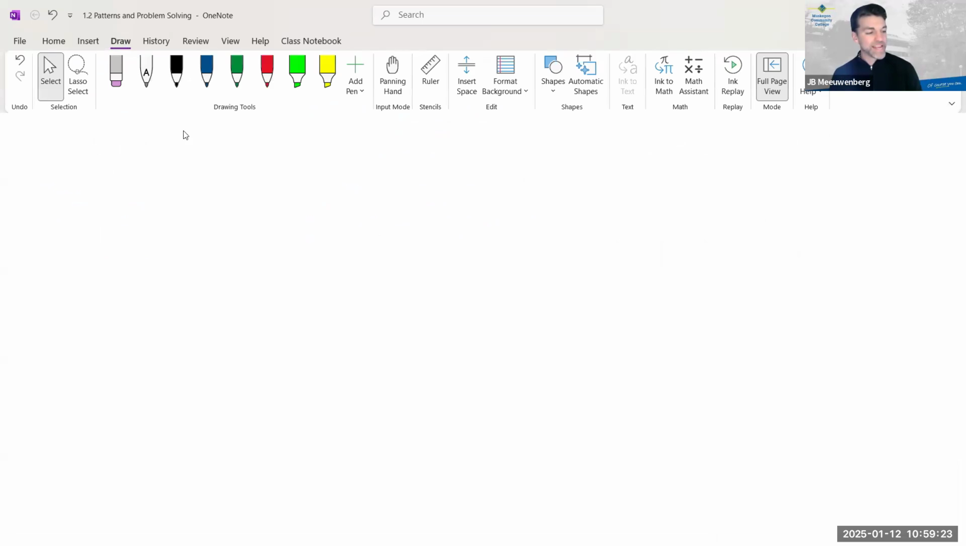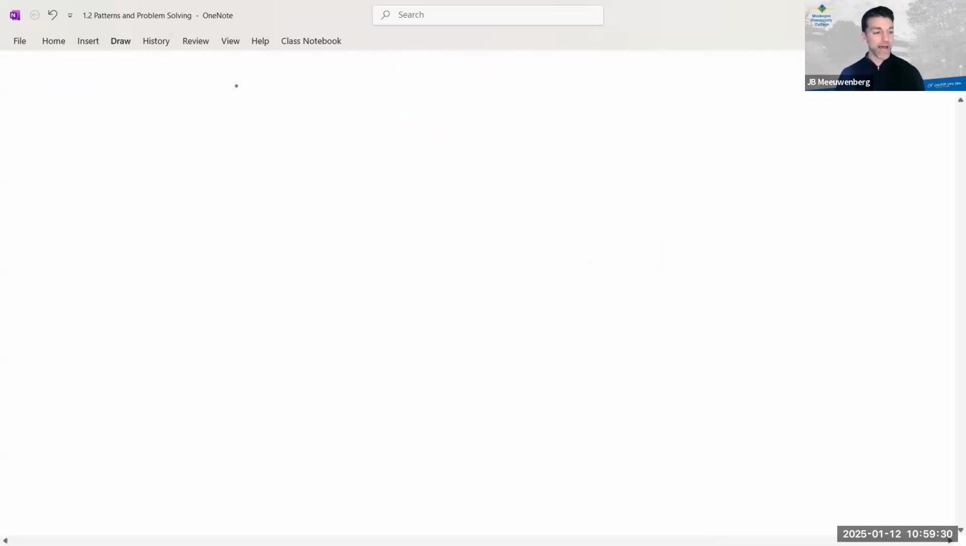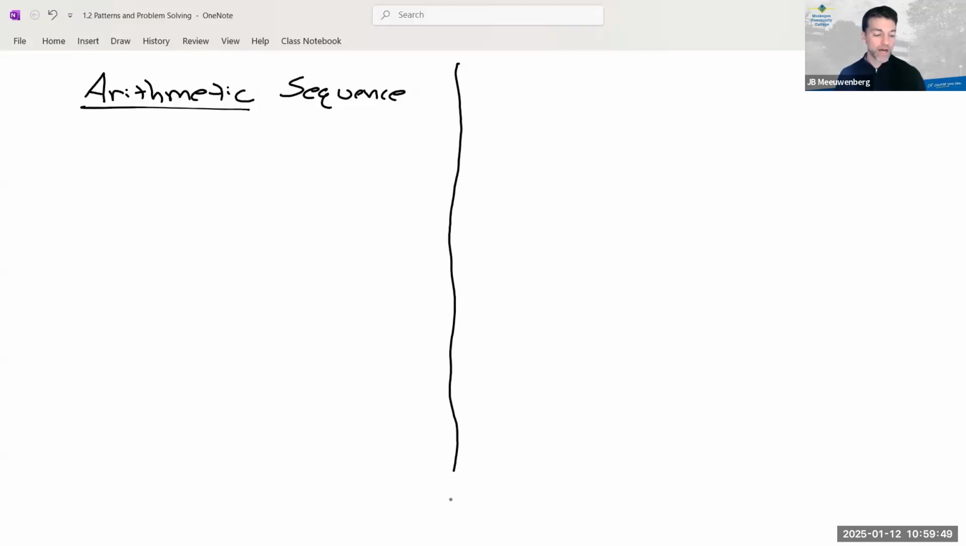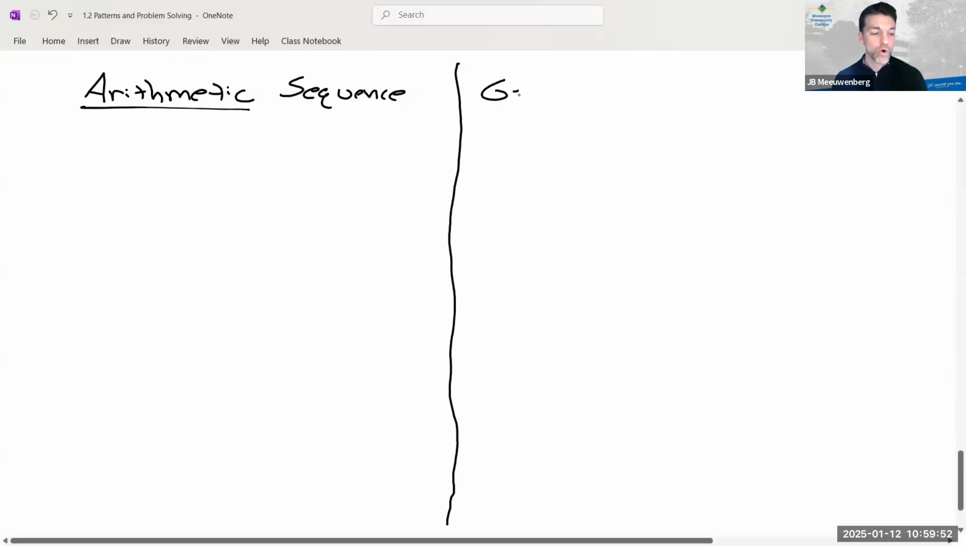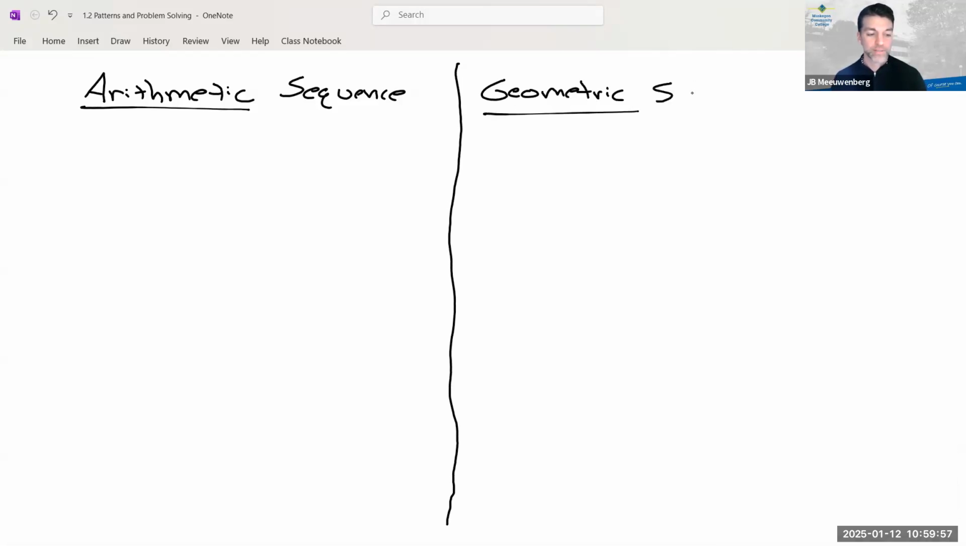So at the beginning, I mentioned in our overview of terminology something called an arithmetic sequence. I'm going to do these two at the same time, two different types of sequence. That is an arithmetic sequence. I know that looks like the word arithmetic, but it's pronounced differently. So an arithmetic sequence. And then we're going to compare it to what's called a geometric sequence.